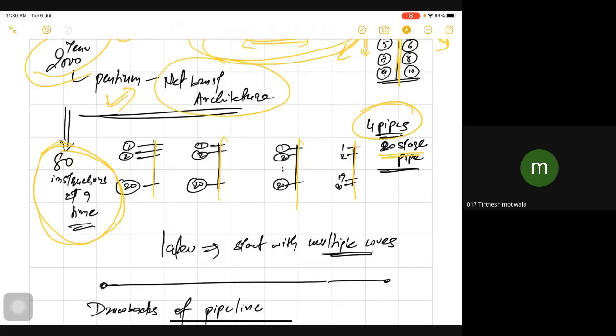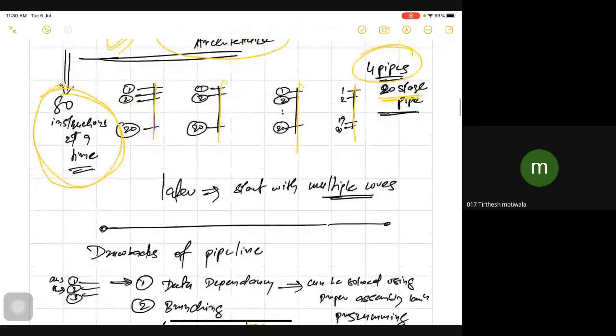So by this way, nowadays we are having 8 core, 4 core, and because of that, there are multiple pipes in each core, and instructions are divided into so many parts. And because of that, our processors are very fast. So that's why pipelining is very important. Understand?